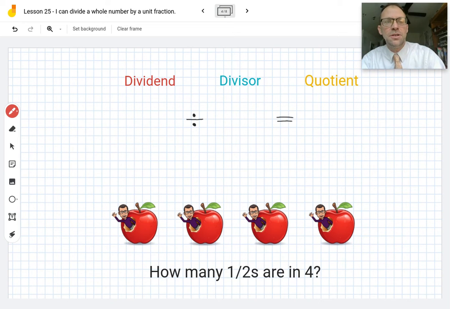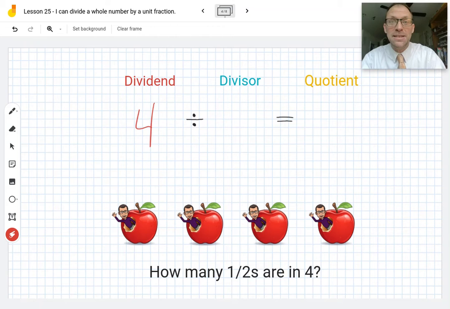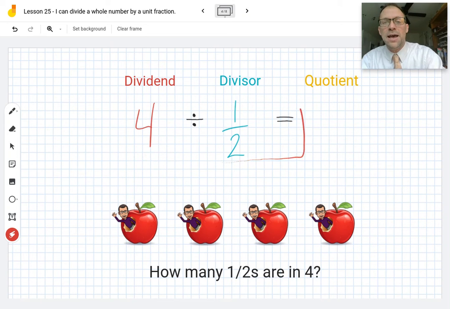All right, and so under dividend, we're going to write 4. Our divisor now, and for all the problems today, is this fraction, 1/2. Another way to say this question, how many halves are in 4, is how many groups of 1/2 are in 4, right? It's the same kind of question as we asked in the review. And so we're going to divide today in this problem by 1/2. So here we have our problem now. 4 divided by 1/2 equals.